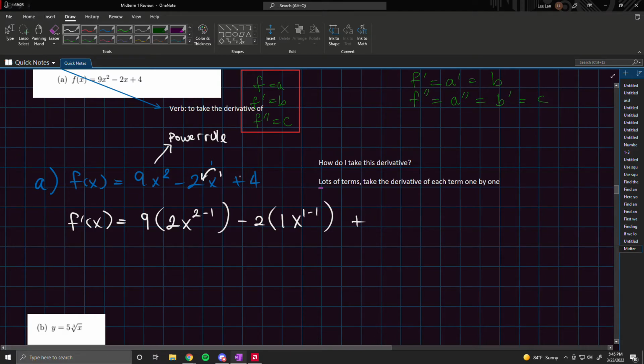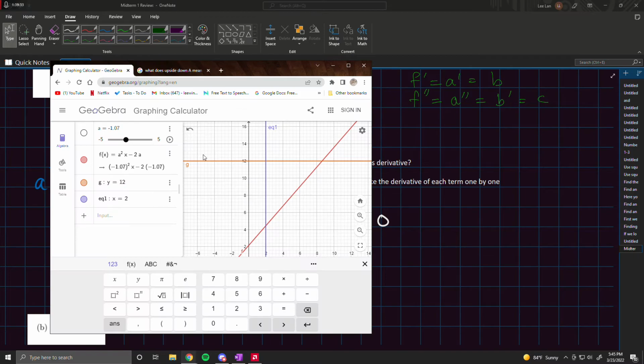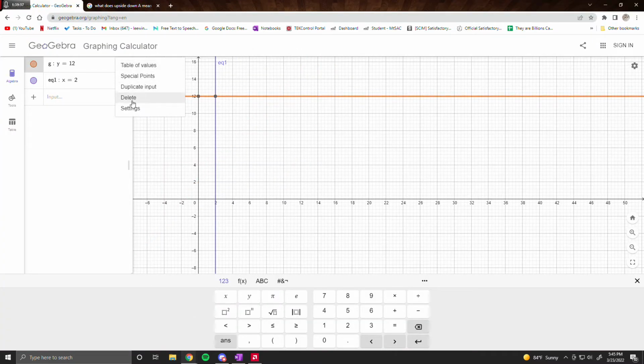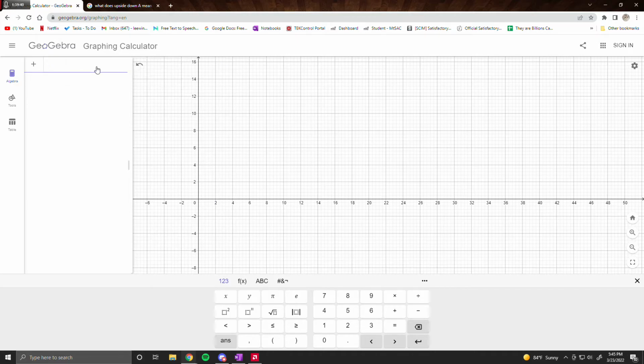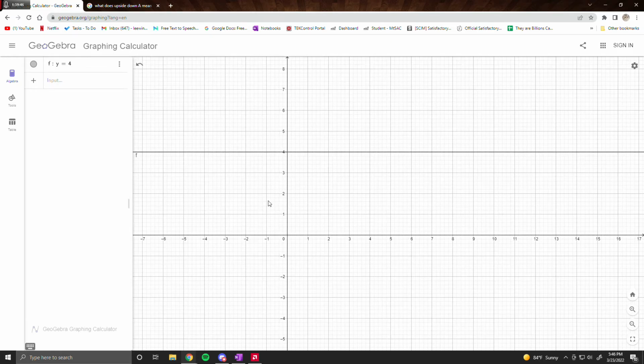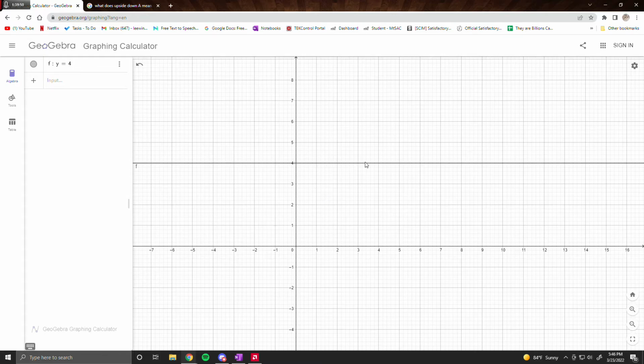So how do I take the derivative of a constant? Well, it turns out the derivative of a constant is just 0. I can justify that for you as well. So why is the derivative of a constant 0? If we use the problem's example, it's just 4. And so this is what the graph of y equals 4 looks like.